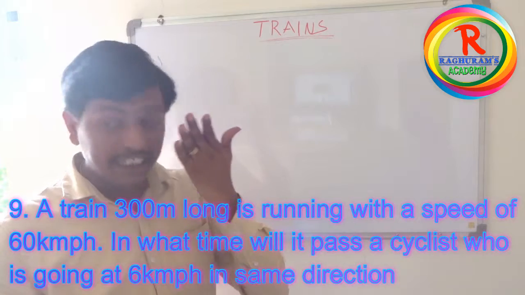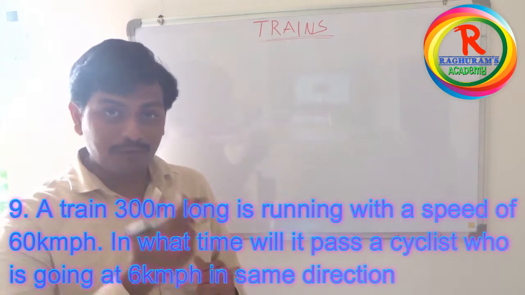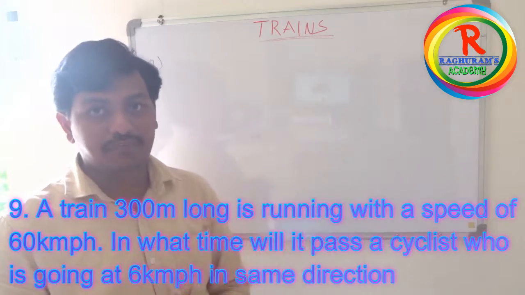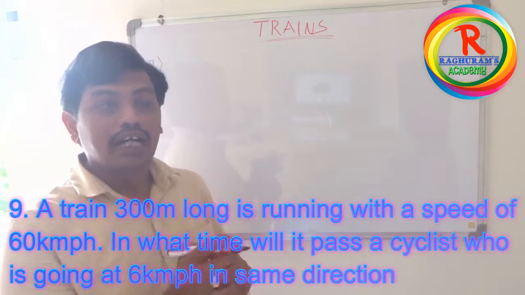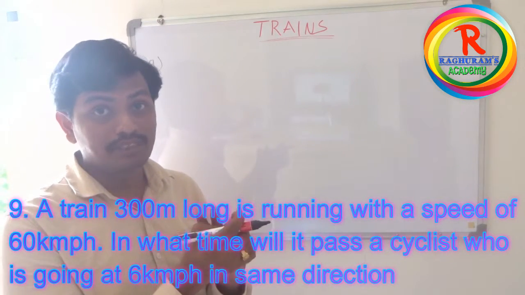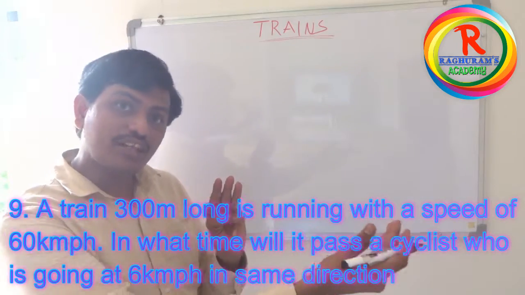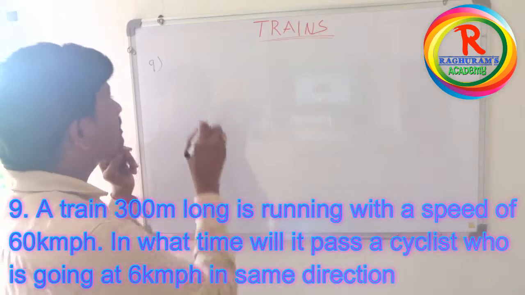Just after reading train problems, just remember, see what type of problem it comes under. 1, 2, 3 types. First type, crossing a pole or a person. Second type, a tunnel or platform. Third type, another object is also moving. Here another object is also moving.